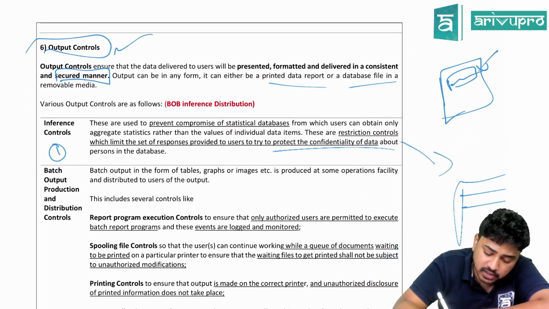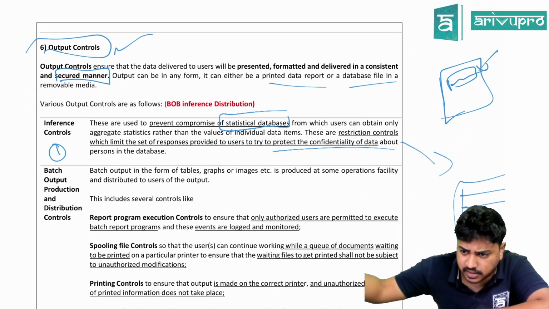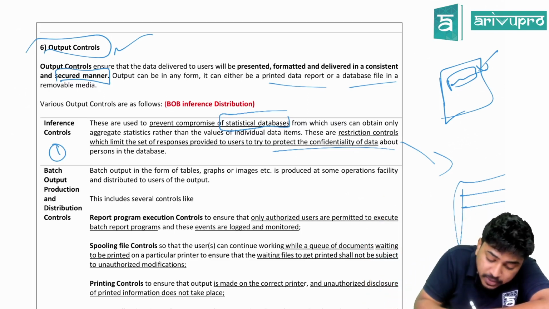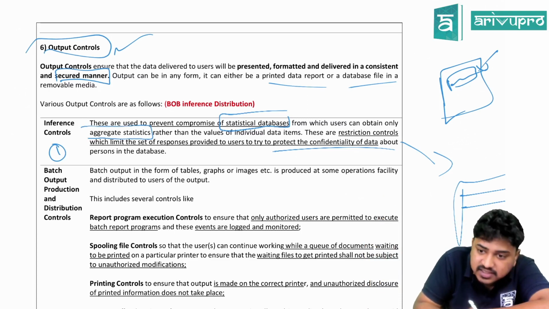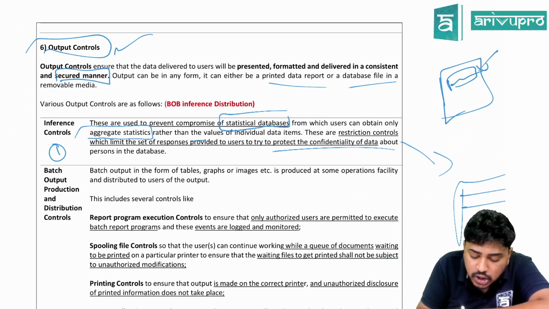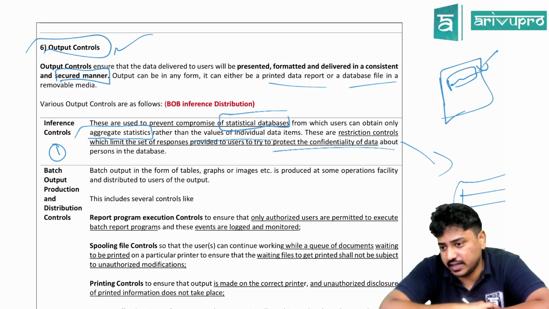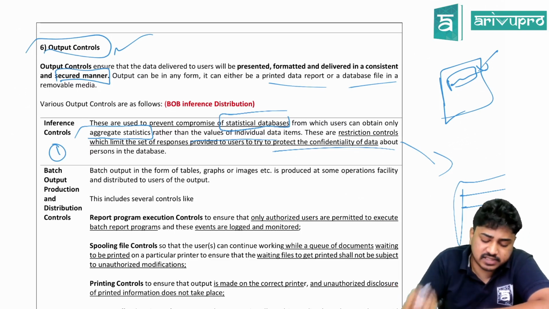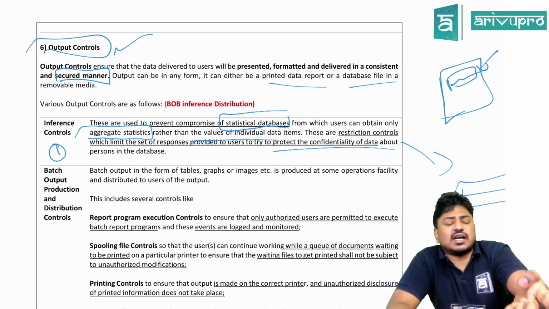These are used to prevent the compromise of the statistical database. Isn't a statistical database the marks collection? Facts, from which a user can only obtain aggregate statistics rather than individual values of the data items. Are you understanding what I meant now? Simple. Done. These restrictions ensure that you don't access unwanted data.